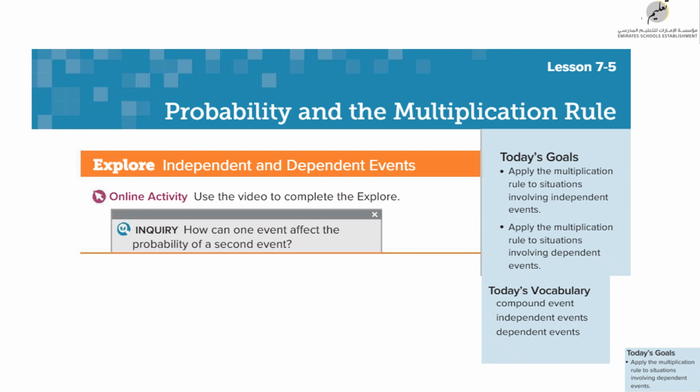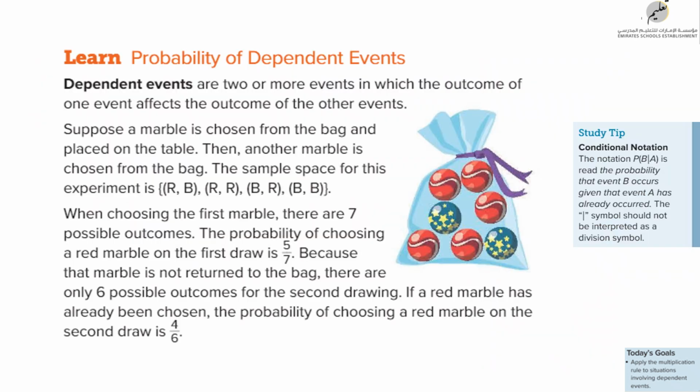So let's get started. In the last video, we understood what independent events are. The opposite of an independent event is a dependent event. So what will happen here? If there are two or more outcomes, the outcome of one event will affect the outcome of the other event, and hence the probability will also change.